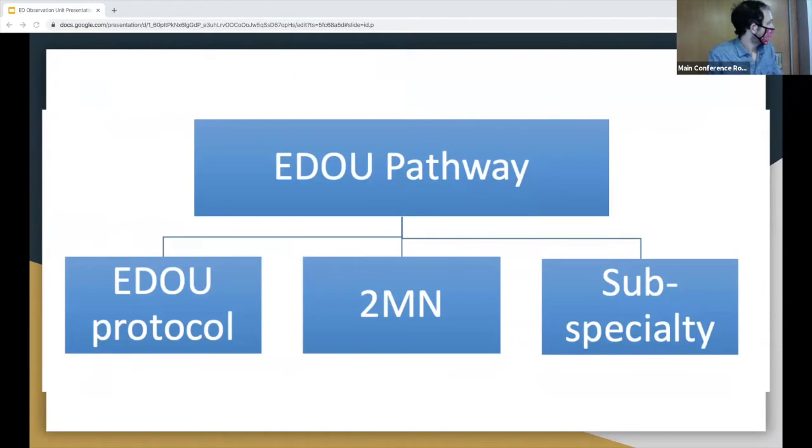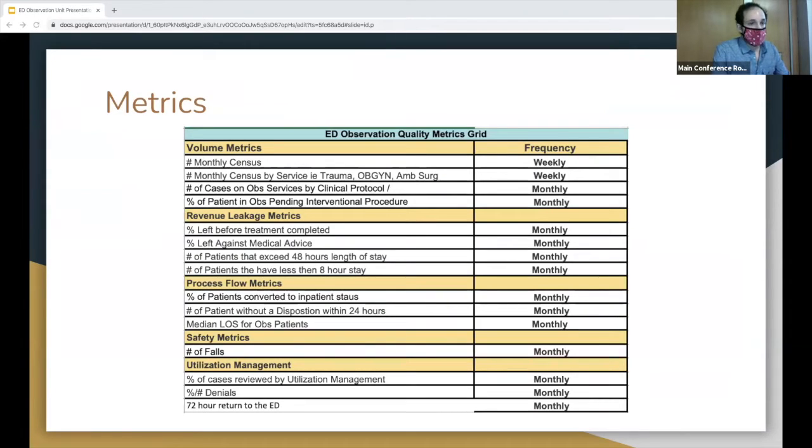We do have subspecialties. So currently trauma is the only one that has submitted protocols to be used, but there are other subspecialties that potentially can stay. You can either admit under the observation unit protocol, the thought would be under 2 midnights, or some specialties can admit under their own protocols as well. And then we are looking at metrics in our observation unit as well, very much in alignment with the national metrics that have been created.